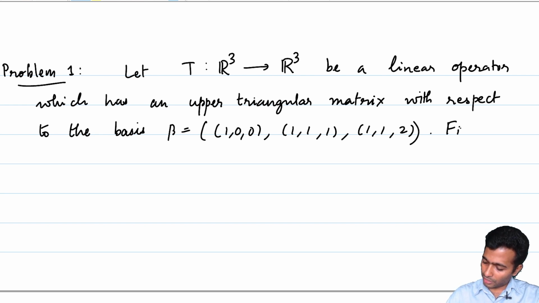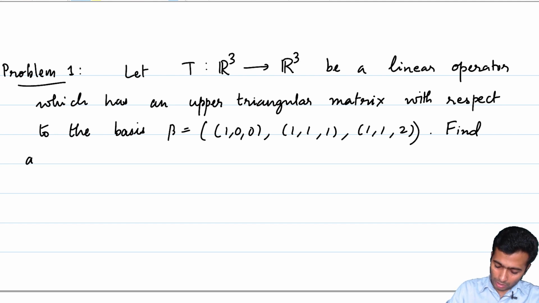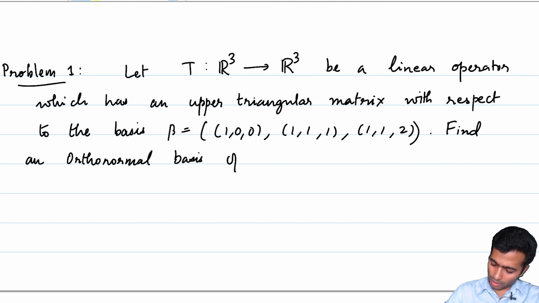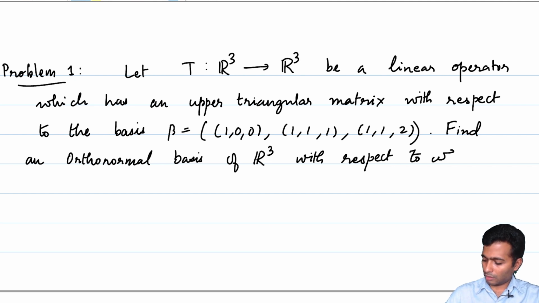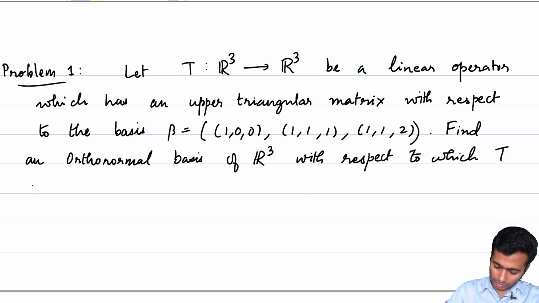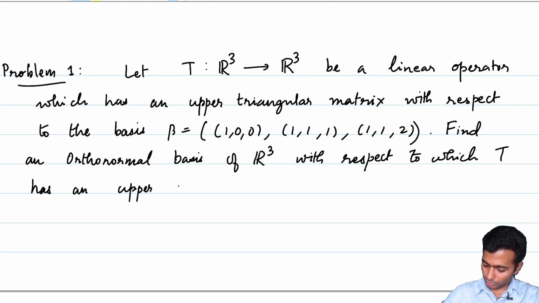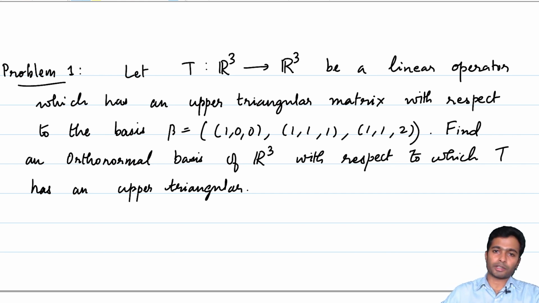The problem is to find an orthonormal basis of R3 with respect to which T has an upper triangular matrix. We can immediately check that the given basis is not orthonormal. In fact, it's not orthogonal at all. So the question is to get hold of a basis which is orthonormal and with respect to which the matrix of T is upper triangular.